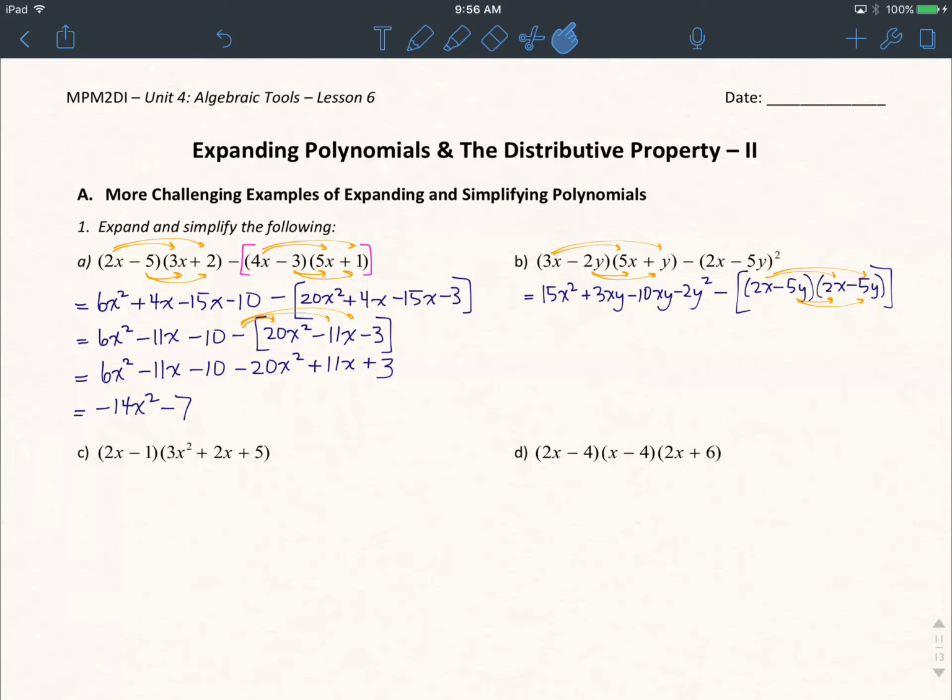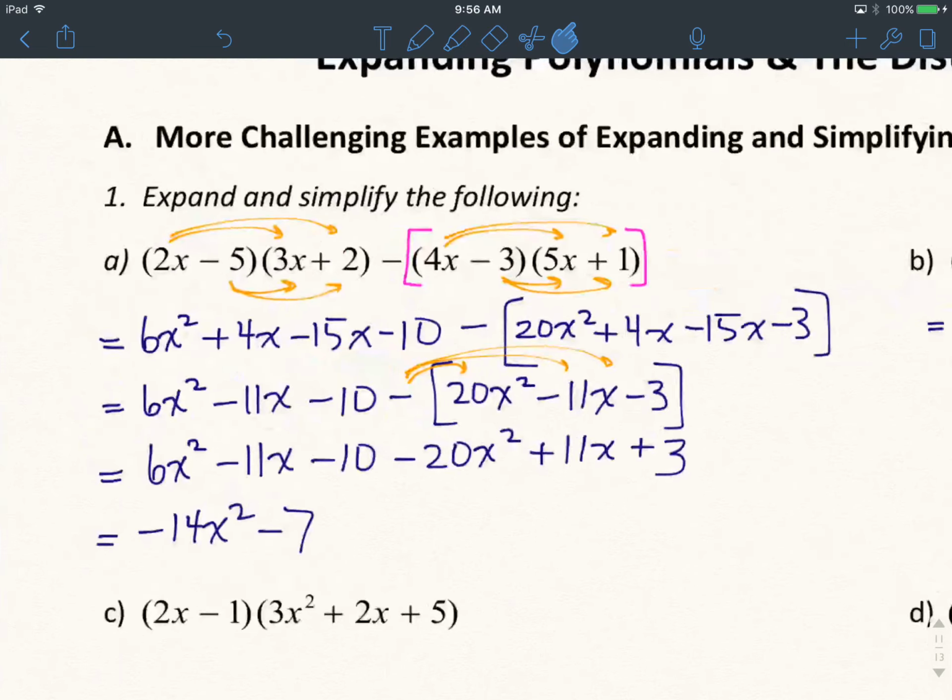Hello and welcome to lesson number 6 in Unit 0 of our Grade 10 Academic Math class. This is Expanding Polynomials and the Distributive Property, Part 2. So it's a continuation of what we were working on in lesson number 5. We're just going to look at examples that have a higher level of complexity. So without further ado, let's jump right in here in our first example.